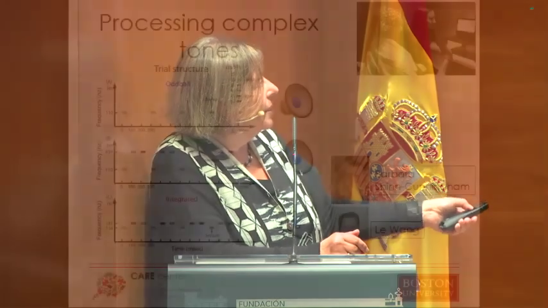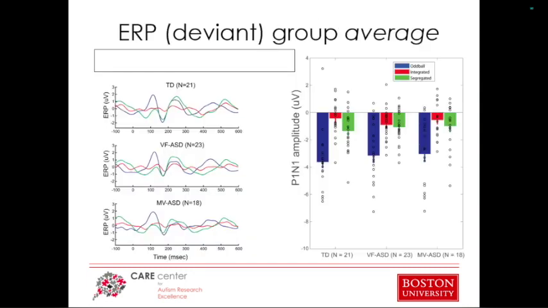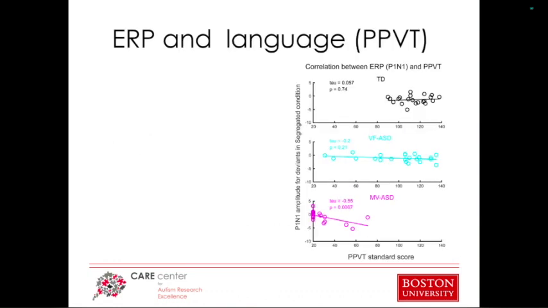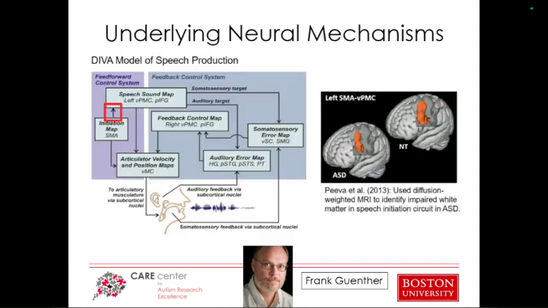The most important is this middle condition, segregated, where you've got that sound stream, but overlaid is another sequence of sounds, so that you're trying to detect that deviant sound in noise. It's a bit what we call the cocktail problem, being able to understand. It's my time, okay. I'm going to skip through to say that response to that did correlate with vocabulary in the minimally verbal group. And I just want to end with the underlying brain mechanisms.